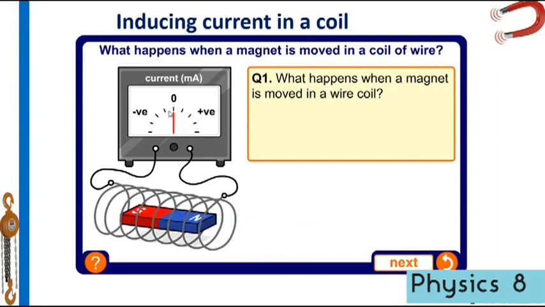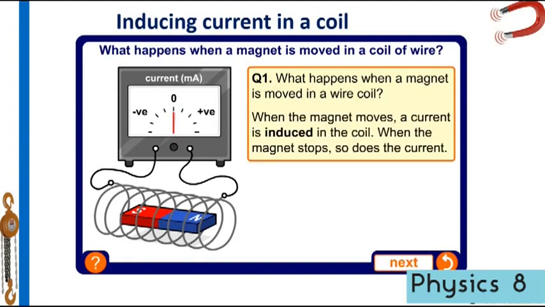Right, you should have seen that the needle on the ammeter moved in this direction to the positive, and then when the magnet stopped moving, it went back to zero. So there was a movement from zero to a positive value and back to zero when we moved the magnet into the coiled wire. Let's summarize that. When the magnet moves, a current is induced in the coil. In other words, a current is produced in the coil, and when the magnet stopped, so did the current. So there was no current induced in the coil.